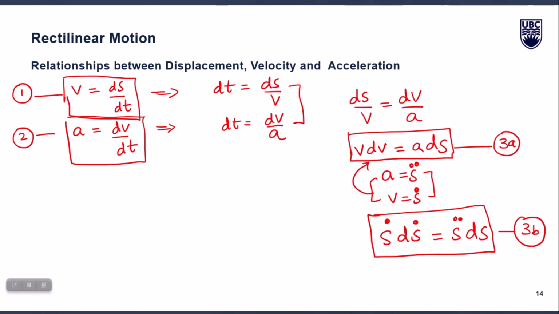Let's see these relationships graphically also. And what I will do now is plot, for example, S versus T. So displacement can be plotted as a function of time, and obviously that displacement will be rectilinear motion, so that displacement will be only along one line, either rightward or leftward, right?